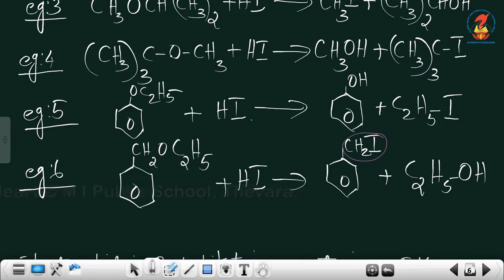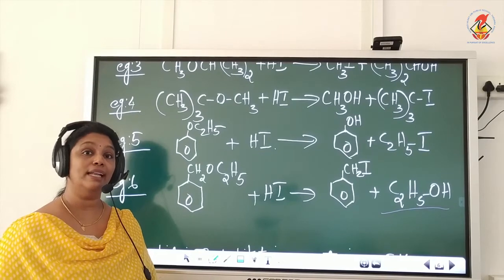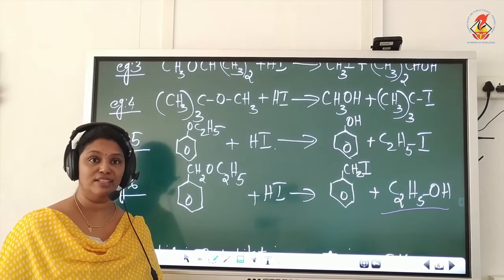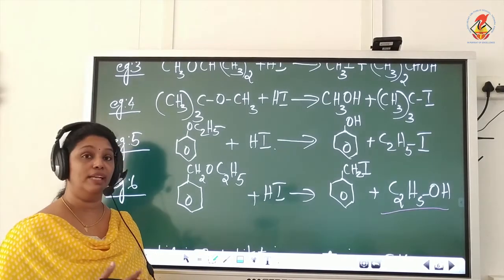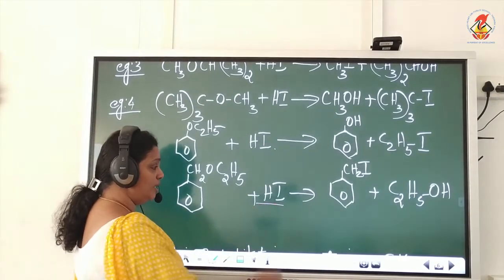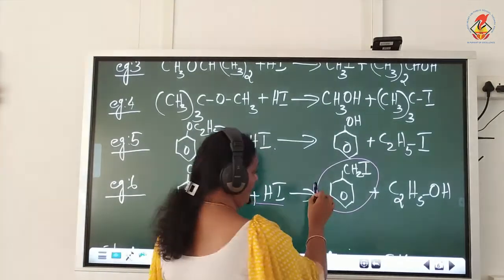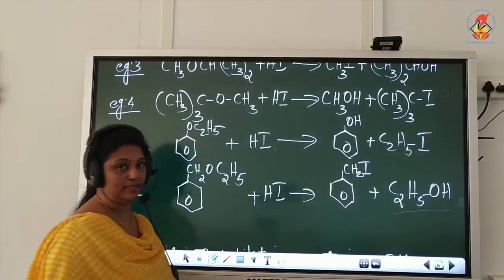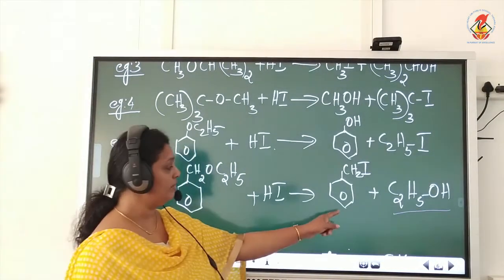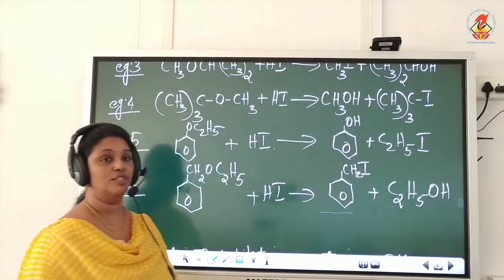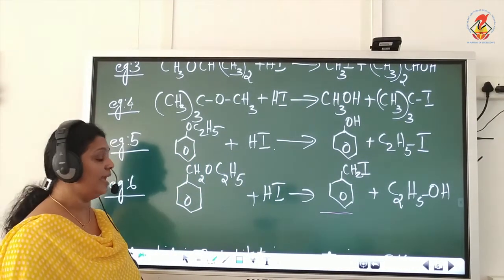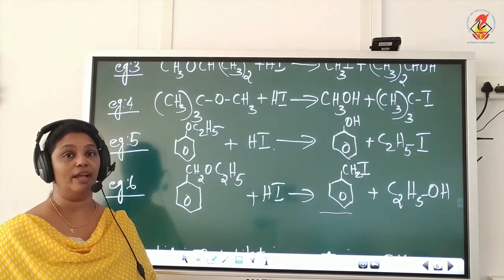we get benzyl iodide as the product. So C6H5CH2I plus C2H5 will go as alcohol. Here the reason is that the mechanism involved is again SN1, and the benzylic carbocation is more stable due to resonance structures. So the benzylic carbocation will immediately take the nucleophile I- from HI, and we get benzyl halide plus alcohol as the product. The name of this compound is benzyl iodide, C6H5CH2I.